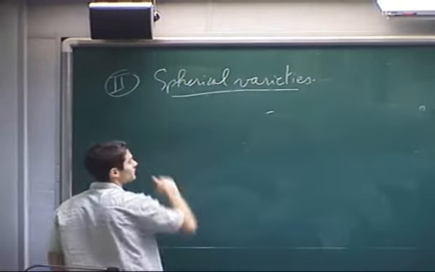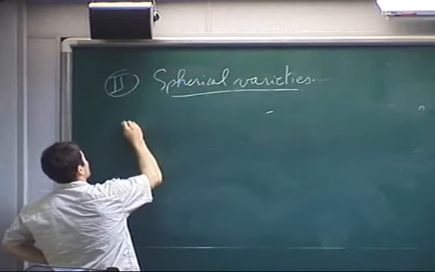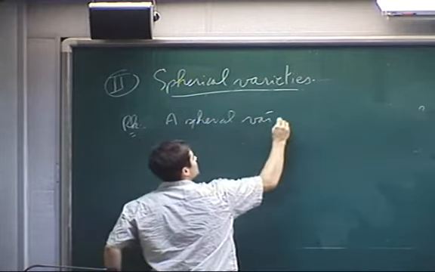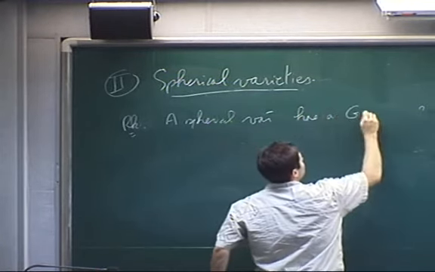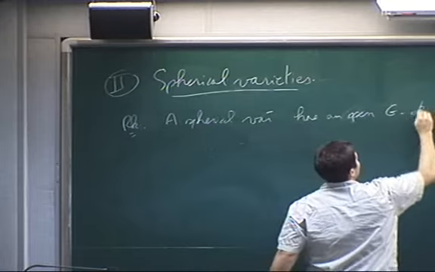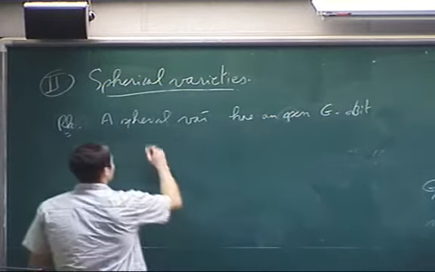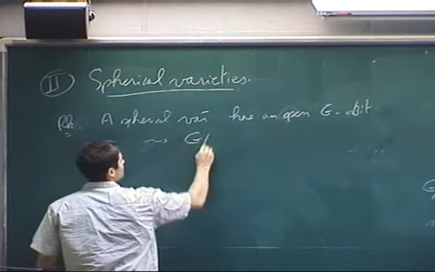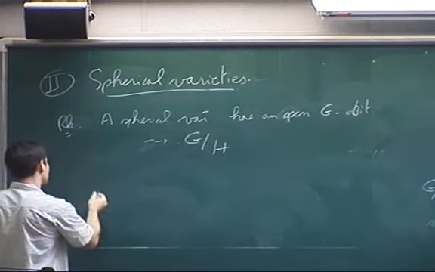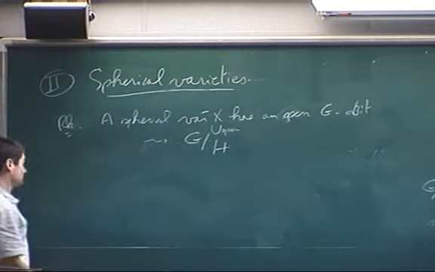So in our case, maybe I just have to say, as a remark, a spherical variety has an open B orbit, but it also has an open G orbit. So it's bigger than the open B orbit. And we call it G mod H. So it's a homogeneous space. If we take X, we have G mod H as the open orbit in X.